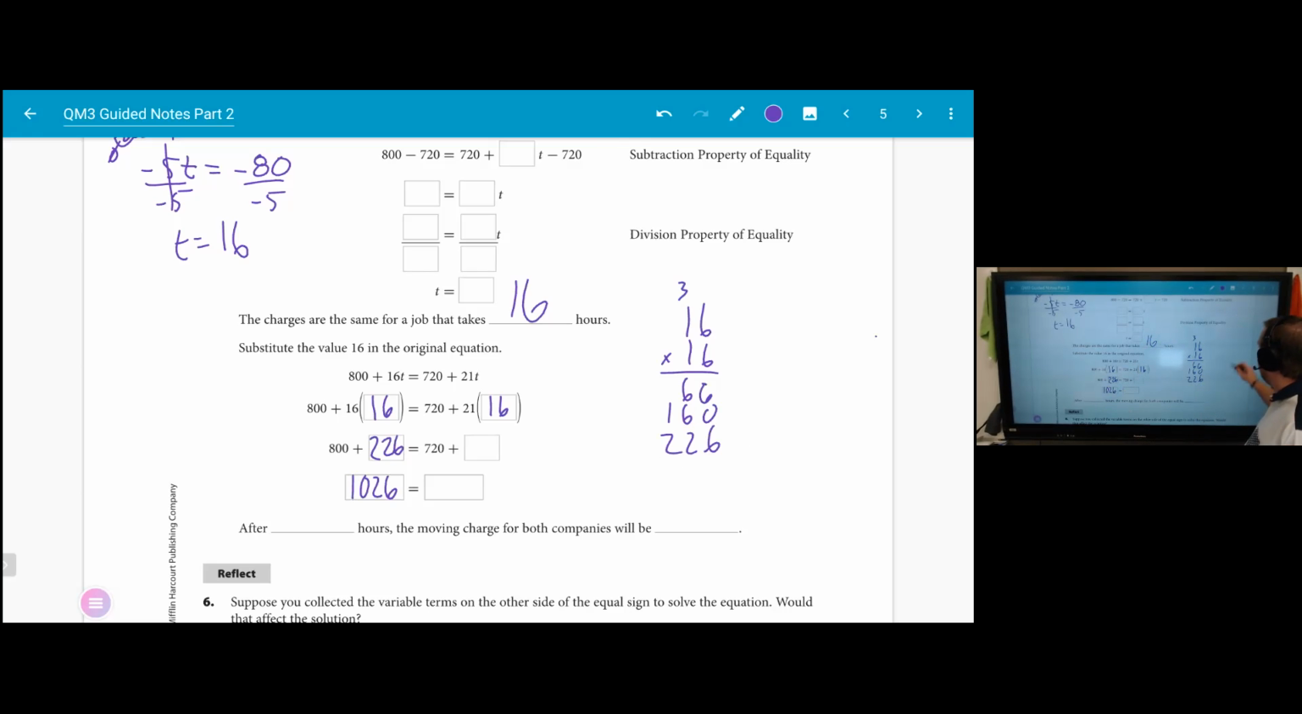Let's double check here. 21 times 16. If I do that, 6 times 1 is 6. 6 times 2 is 12. I've got a 0 that I'm going to bring down. 1 times 1 is 1. 1 times 2 is 2. 336.